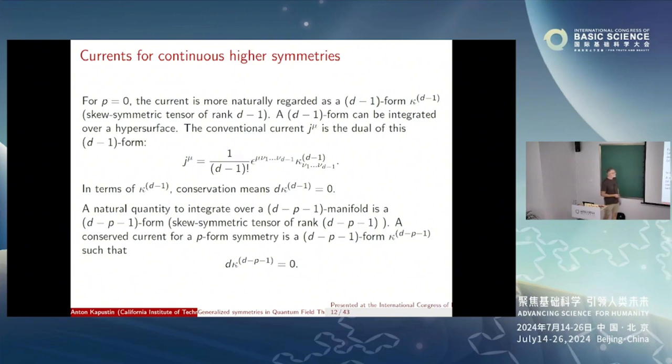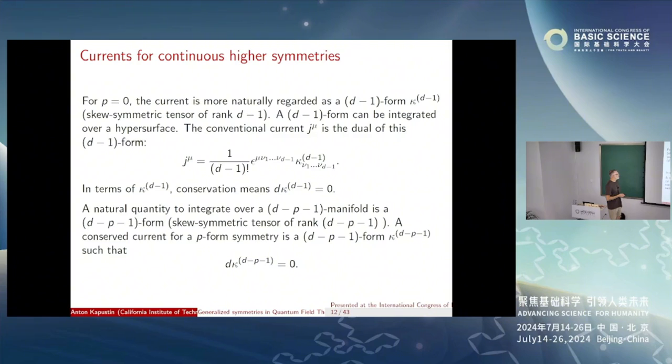Now, what does it imply? Well, first of all, we can ask, is there some notion of a current for a higher form symmetry? This notion makes sense only for continuous symmetries. We have them for zero-form symmetries, and we also have them for p-form symmetries. So for p equals 0, even though people usually say that the current is a vector field, it's actually better to think of it as a d-1 form, because then conservation is simply this equation: your d-1 form is closed. That's a very natural formulation, because the usual current is essentially the Hodge dual of this form.